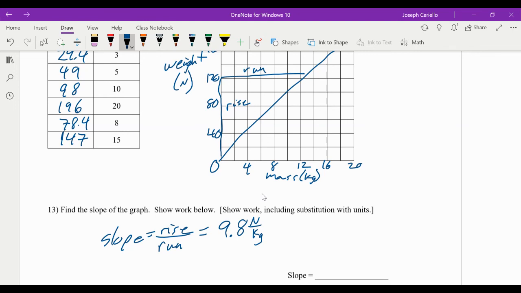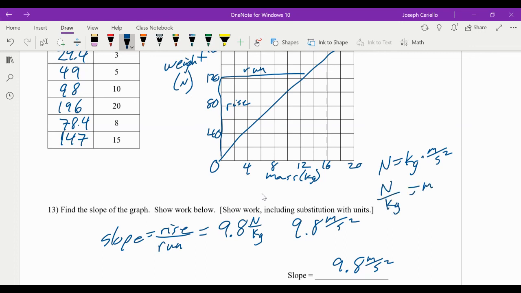Now, what is that 9.8? That number should look familiar. It's 9.8 meters per second squared. Now, I know what you're thinking. How the heck is that meters per second squared? Well, we've said this before. A newton is equal to a kilogram times a meter per second squared. If I divide both sides by kilograms, I have newtons over kilograms equal meters per second squared.